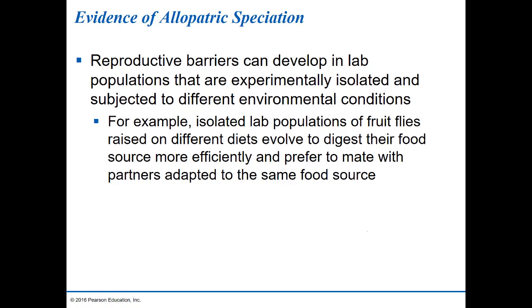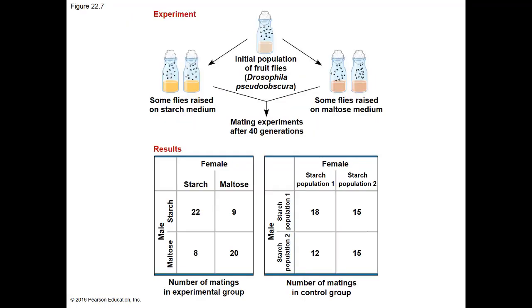Fruit flies from egg to mature adult take 2 weeks or less, so you're able to see multiple generations, potentially hundreds of generations within a year. You raise them on different diets and they evolve to digest their food more effectively and efficiently. Then they have a preference to mate with partners that have adapted to the same food source. They actually will avoid others. If some of the flies are raised on starch medium, their gut starts to change to digest that starch better.